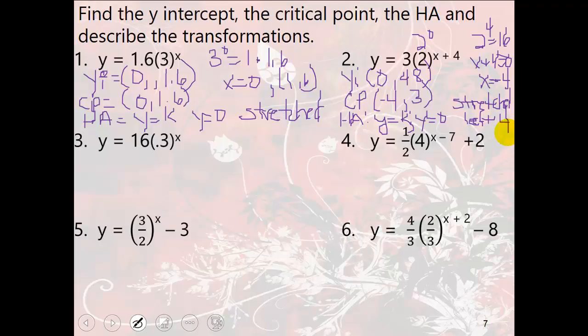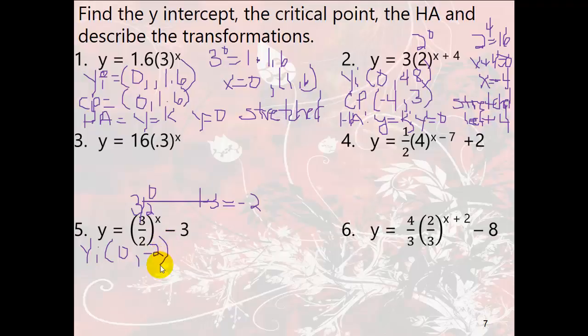as video questions, okay? So number 5, my y-intercept, I plug in a 0, okay? 3 halves to the 0, that's equal to 1. 1 minus 3, that's negative 2. So it's 0, negative 2. Sorry, this is looking messy.